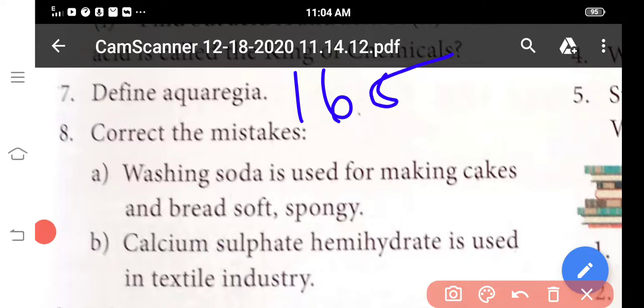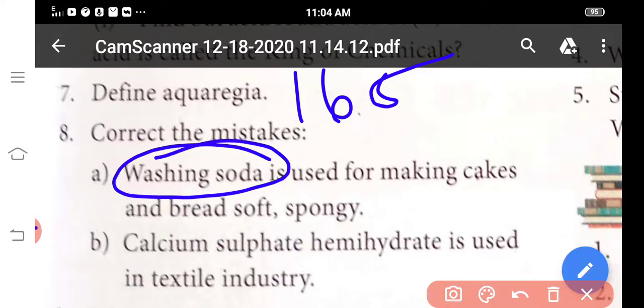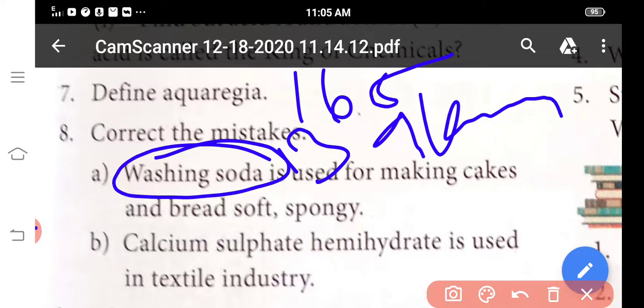Okay. Then correct the mistakes. Washing soda is used for making cakes and bread soft and spongy. No, washing soda is not used. Which soda? Baking soda. Here write baking soda, not washing soda. Okay. Then calcium sulfate hemihydrate is used in the textile industry. No, it is not used in the textile industry. It is used in the building construction industry. So here, you write building industries.